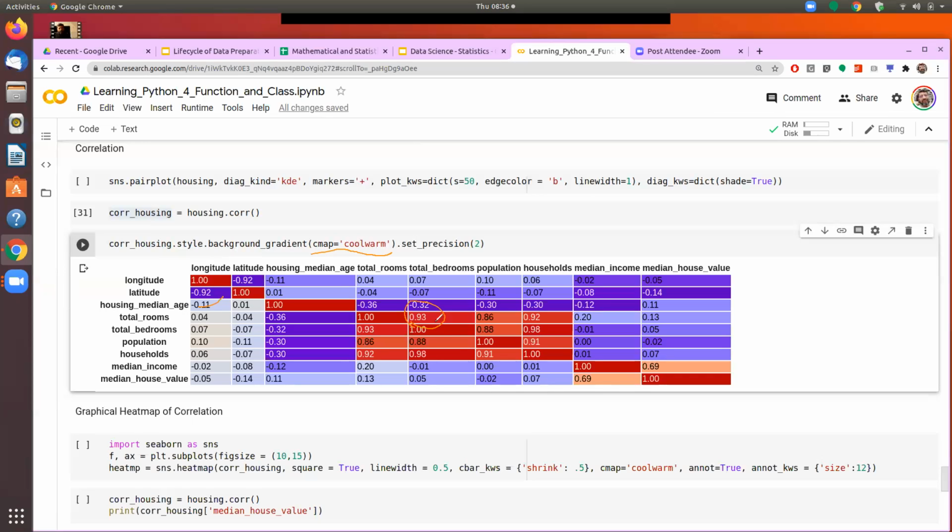Then we see that there is a high correlation between total rooms and total bedrooms. There's also a high correlation between population and the total bedrooms, that is 0.88. We also have a very high correlation between the households and the total bedrooms and so on. So as we were expecting, the system is also giving me a very high correlation between the fields which we were expecting to be highly correlated, but here we are able to quantify it.